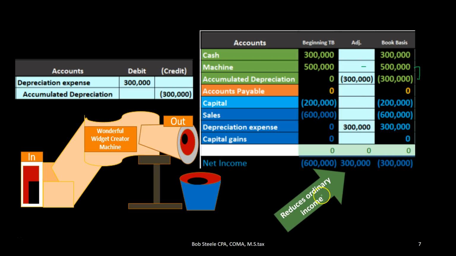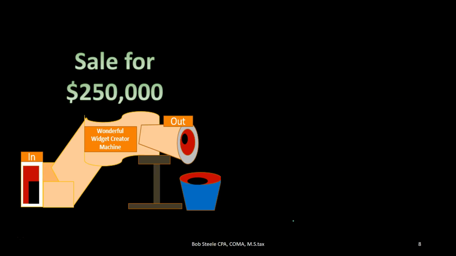Now, of course, the main issue we're going to have here is recognizing at this point that the $300,000 benefited us by being a deduction. Now, if we sell the machine at a later date for $250,000, what would be the gain or loss related to that sale?